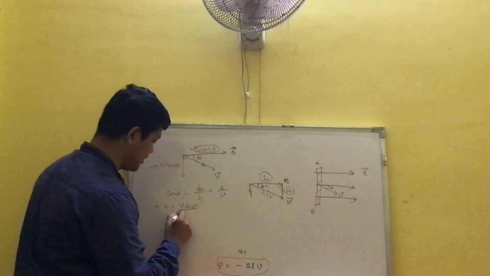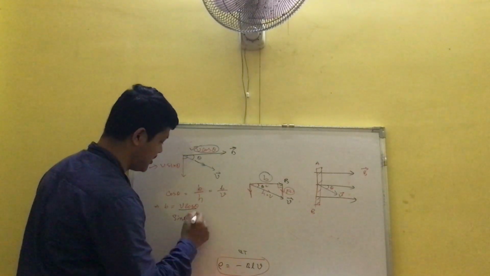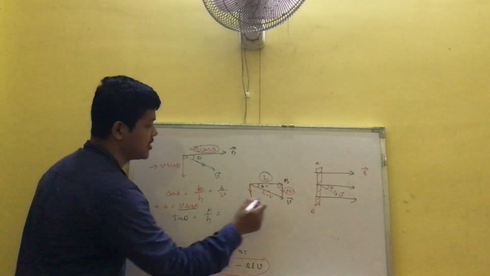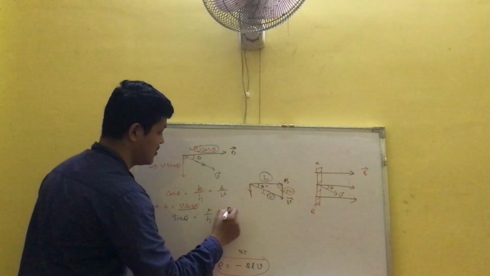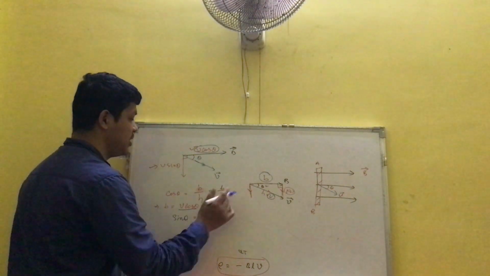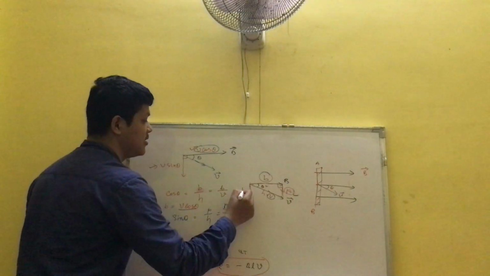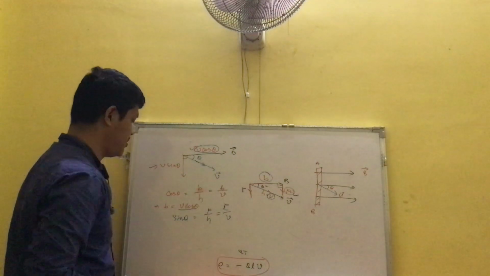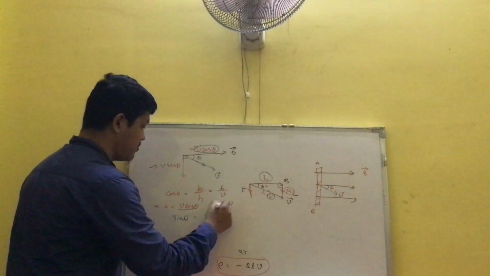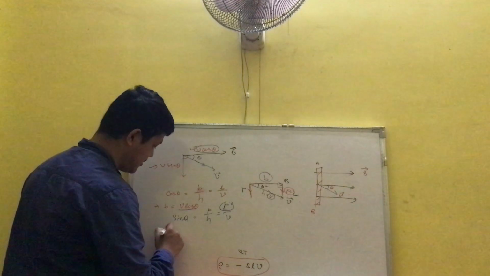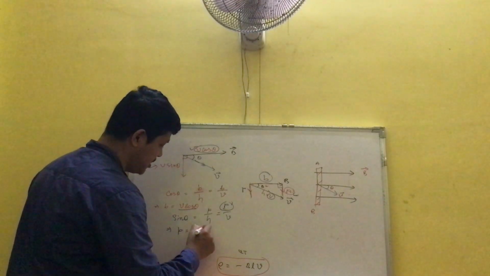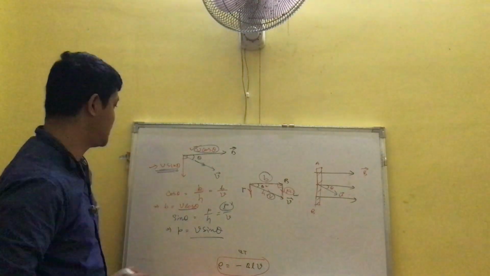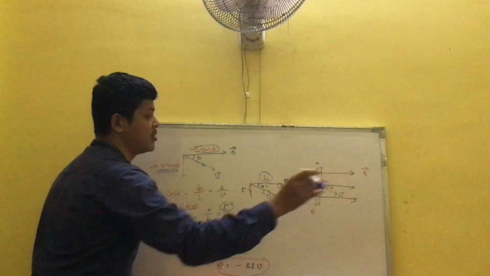Now we know sin theta is equal to perpendicular by hypotenuse. Here the hypotenuse is nothing but v. So p by v, and this p is also p, same, both are parallel and of the same magnitude. Then p will be equal to v into sin theta. So this is the perpendicular component, which is coming out of the board.